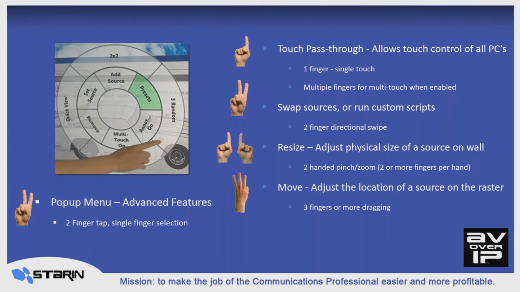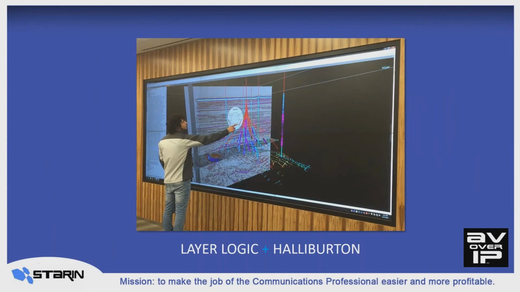I appreciate it. Anytime. All right, so let me see if I get this straight. To get to the pop-up menu, I tap with 2 fingers, and then I select a source or a preset with just 1 finger. Right. Then to pass-through touch, I only need 1 finger unless I want to use multi-touch. Uh-huh. And then if I want to swap sources, I just swipe with 2 fingers. Got it. So if I was going to resize a source, I need to do a 2-handed pinch or zoom and then move a source. Mm-hmm. And then I can use 3 fingers and just drag it to wherever I want. Yep. I think I got it, right? You got it.